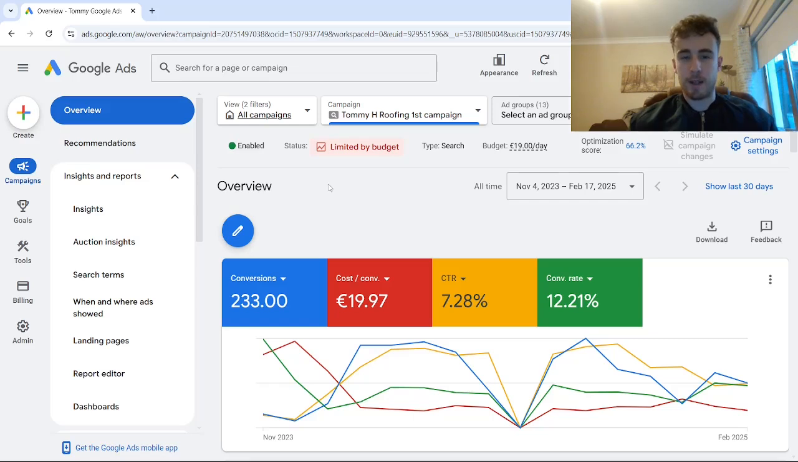Now, I hope this video helps when it comes to finding the best keywords to target, adding them correctly to your campaign, adding negatives to your campaign as well in advance to make sure that you're appearing for the highest quality search terms possible, and actually optimizing the keywords as well that you have in place.